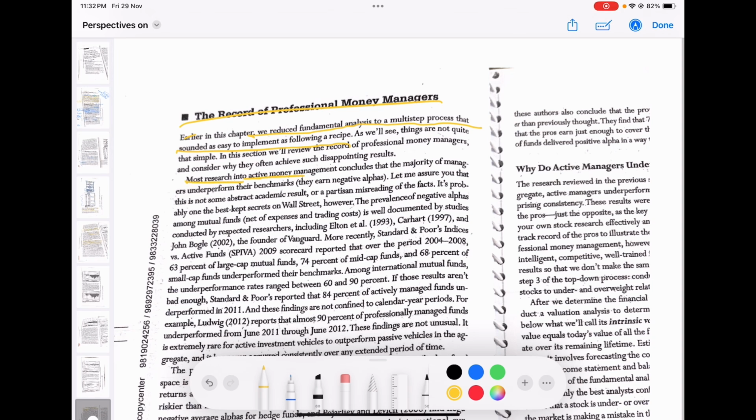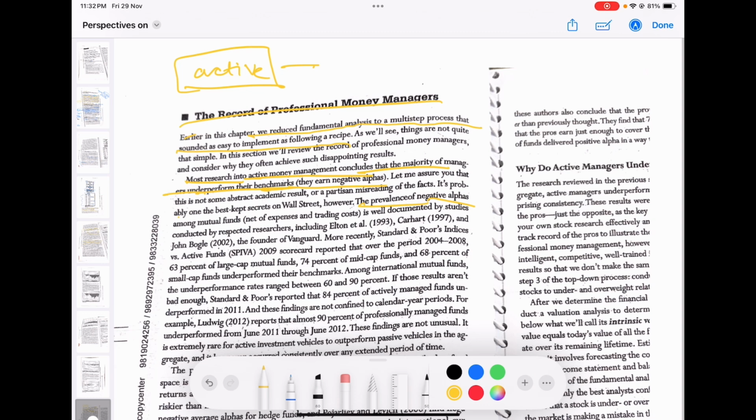Most research into active money management concludes that the majority of managers underperform their benchmarks. They earn negative alphas. This is what is usually said, especially by passive investors. While I do not promote the idea that passive investing is better than active investing, I do believe that active investing is a great source of income if you know what you're doing and if you're managing your risk properly. But this is research which has been done, right?